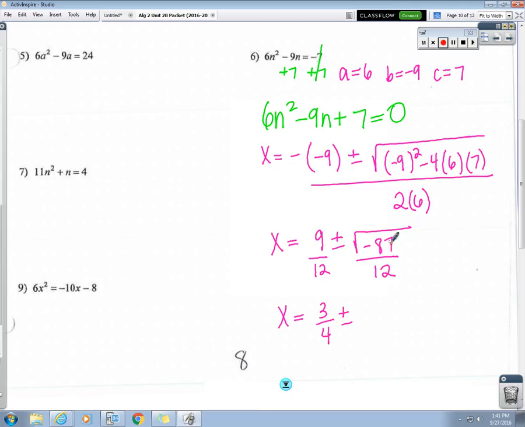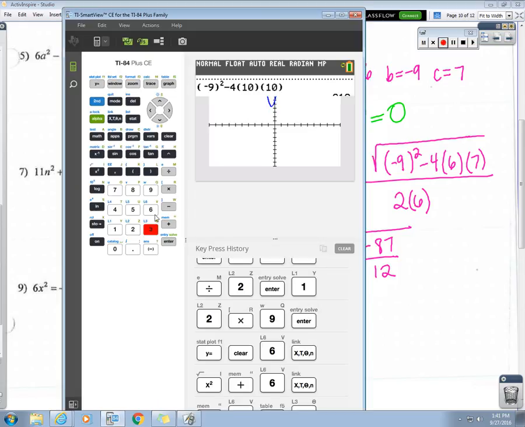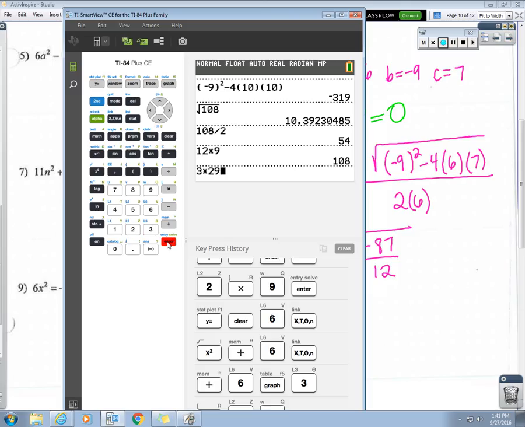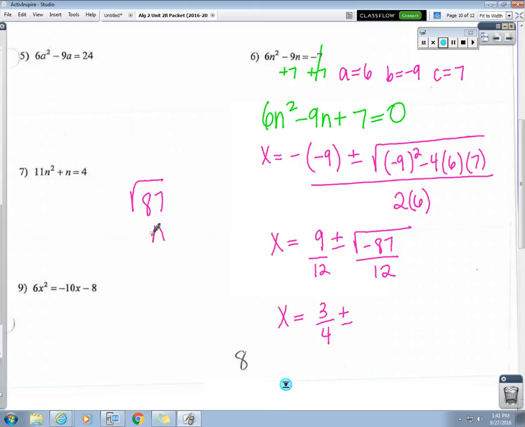Now let's look at the complex part. 87 is not a perfect square, but can you factor tree it? No. What are the factors? 29? Okay, but then 29, does it break down? Are the only things to make it 29, 29, and 1? So it's prime. That means 87 does not come out of the radical. It can't be simplified, but the negative does as an I and then over 12. And that's the final answer.